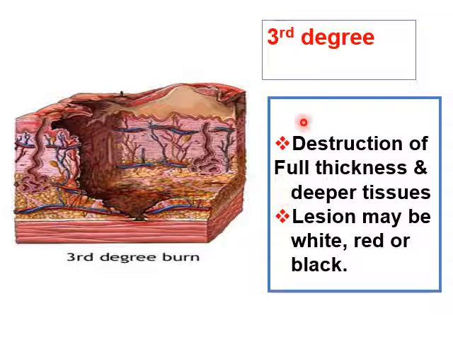So we will have now the third degree burn according to Wilson classification, and here we can see full thickness destruction of the skin. That means that whole layers, both epidermis and full layer of dermis, are destructed, and this is called third degree. And we can see it clinically by a colorful lesion, either white, red, black, or maybe brown, like we will see now.